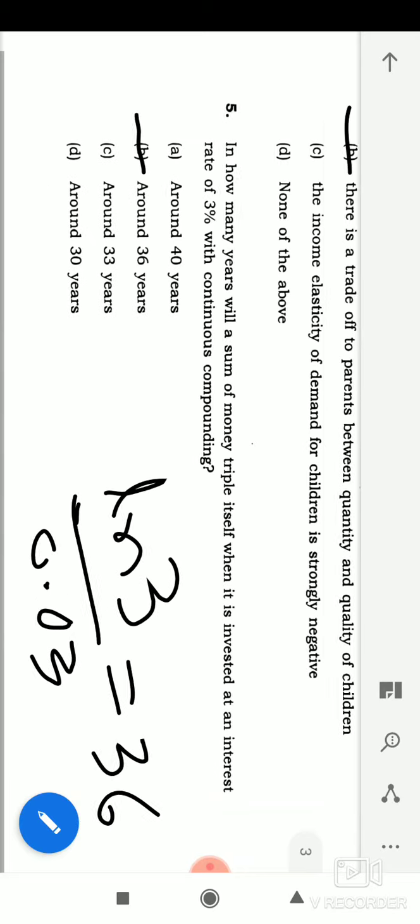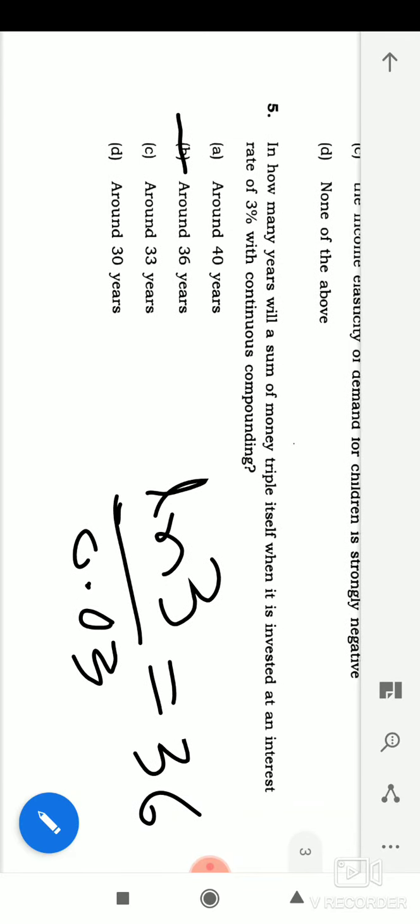And next one is, in how many years will a sum of money triple itself when it is invested at an interest rate of 3% with continuous compounding? So this question is about compound interest rate, and in how many years with 3% compound interest rate a sum of money will become triple.